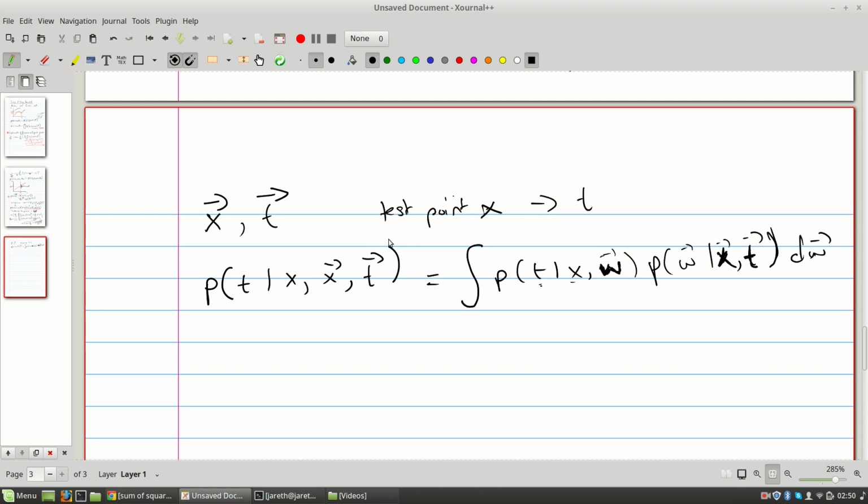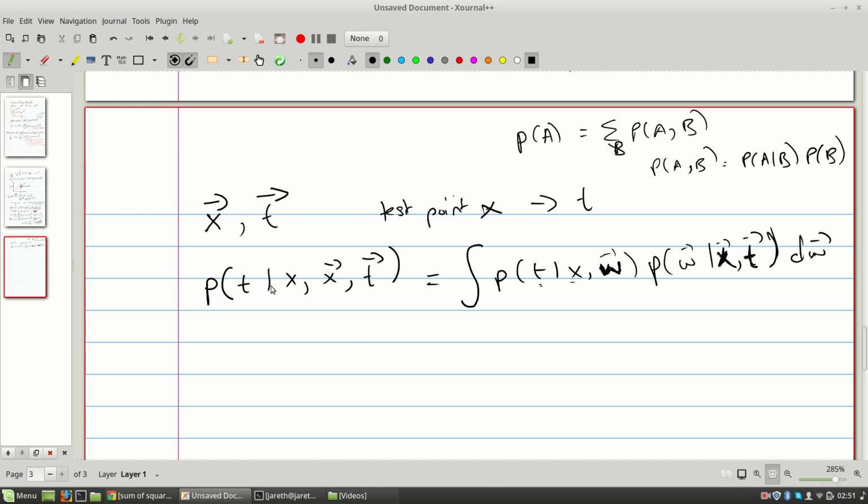But how did we actually reach this point, where we say the probability of the target variable given some test point and the data is this? Well, we're just using the product rule and the summation rule of probability as we did before. If you remember, given the probability of A, this is the summation over B of the probability of A comma B. And probability of A comma B is equal to probability of A given B times the probability of B.